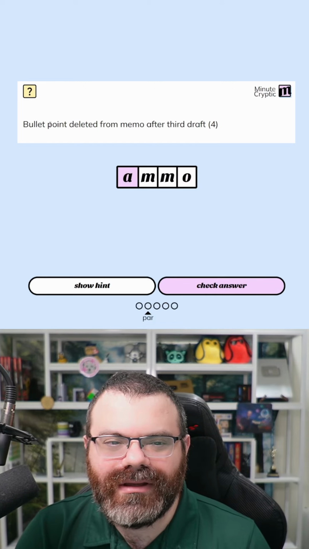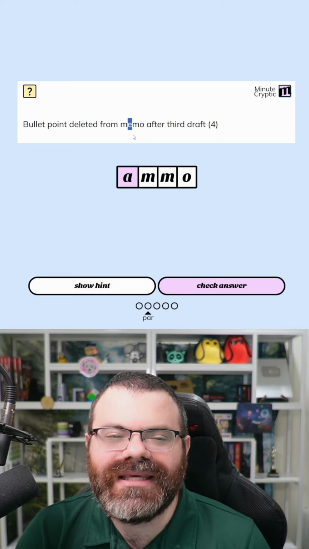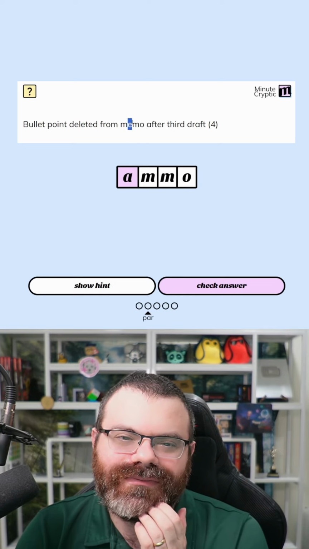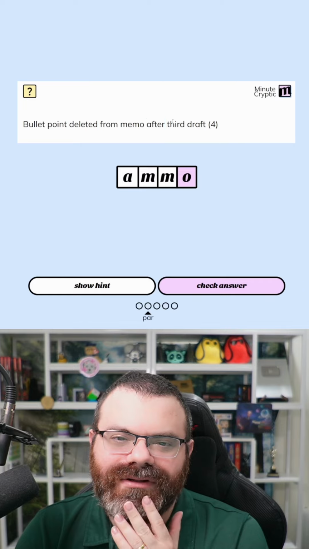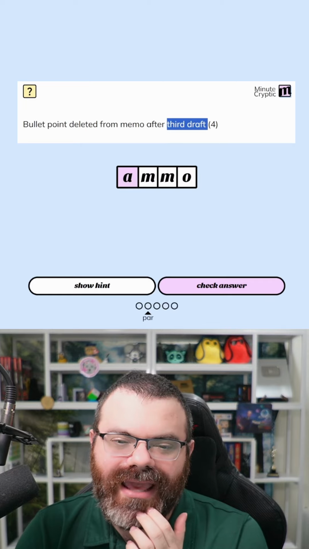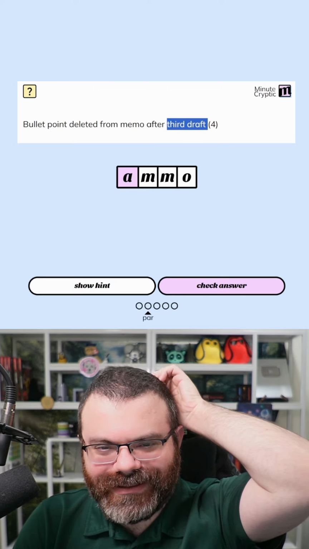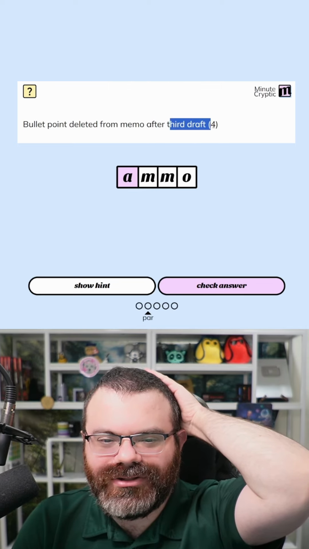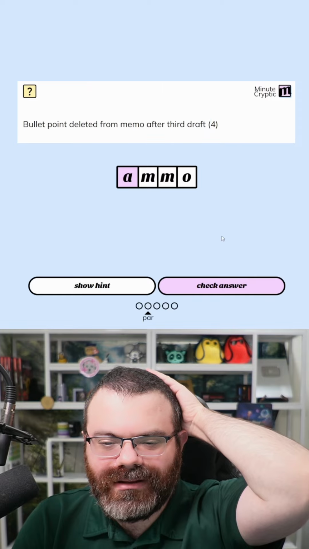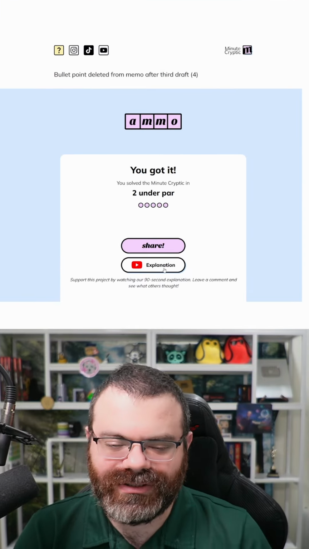So point deleted from memo. So we're deleting the E from memo. We get MMO, and then after third draft, which apparently is A. I don't know why. Is there some other way to think about this? I don't know why point is the E that we're deleting, and I don't know why third draft is A. But I'm going to check that. It's right. All right, I'm going to watch the explanation.